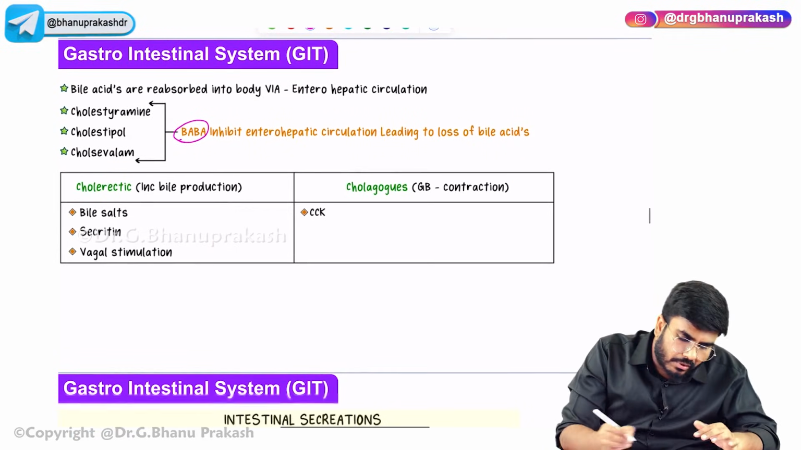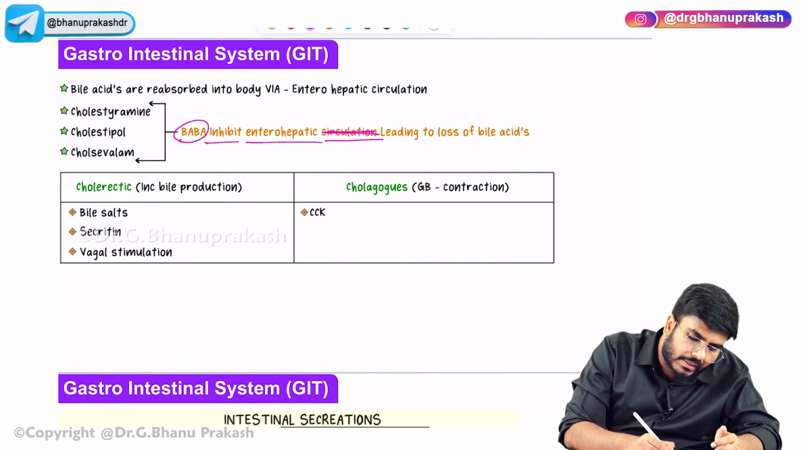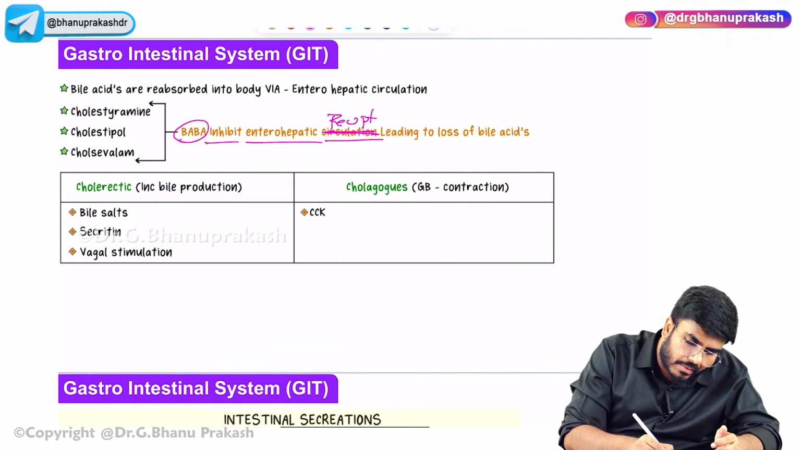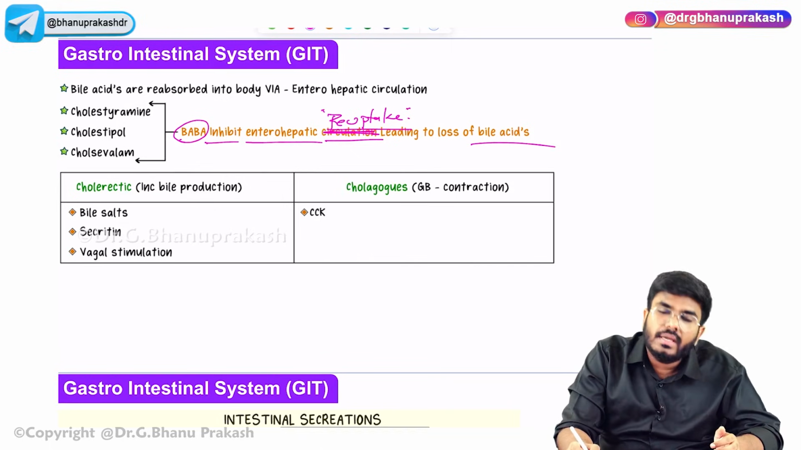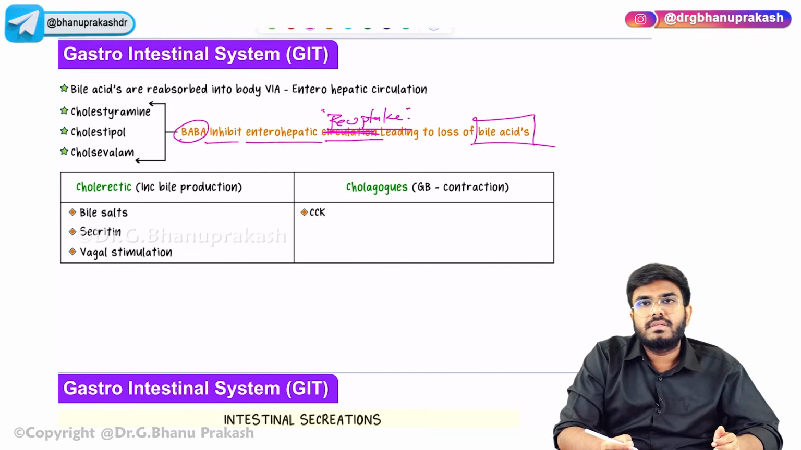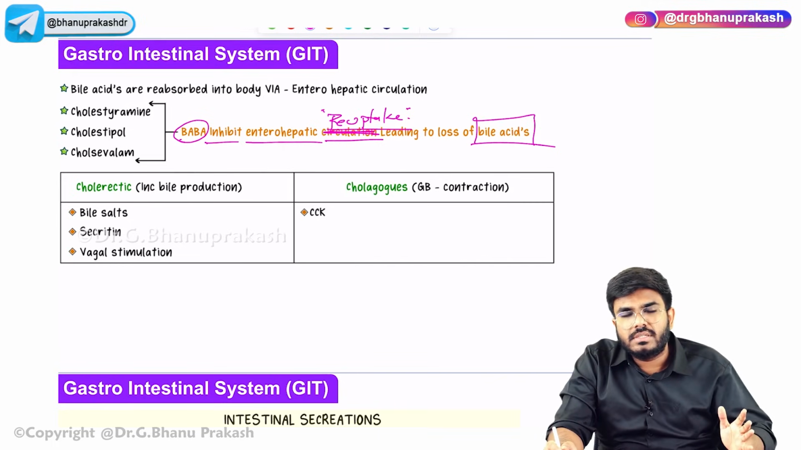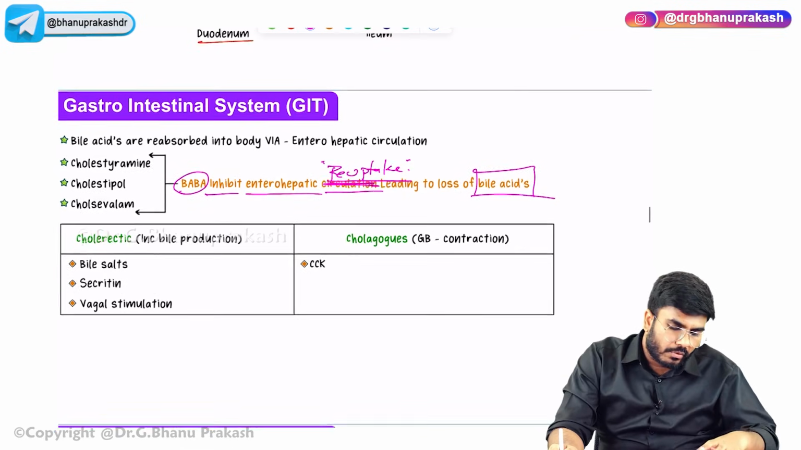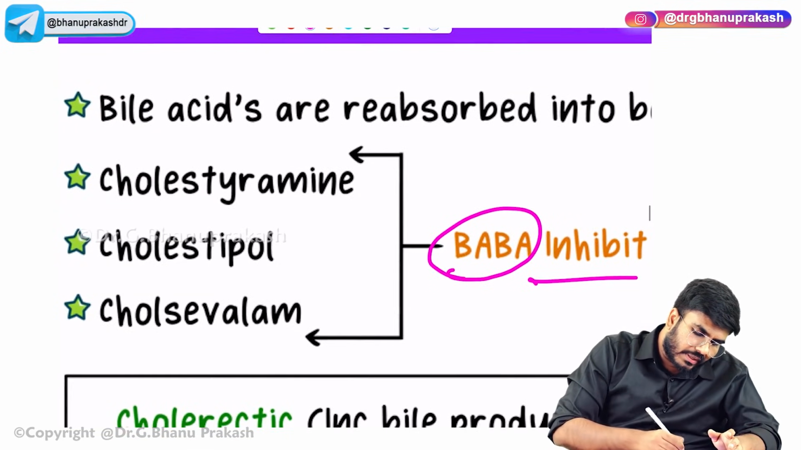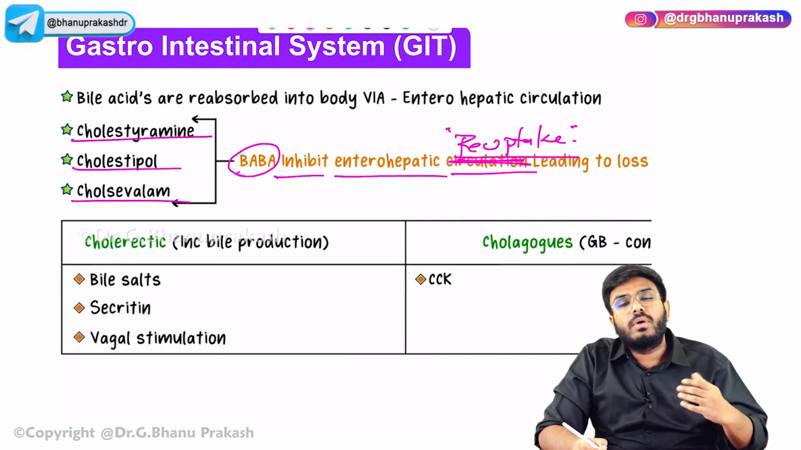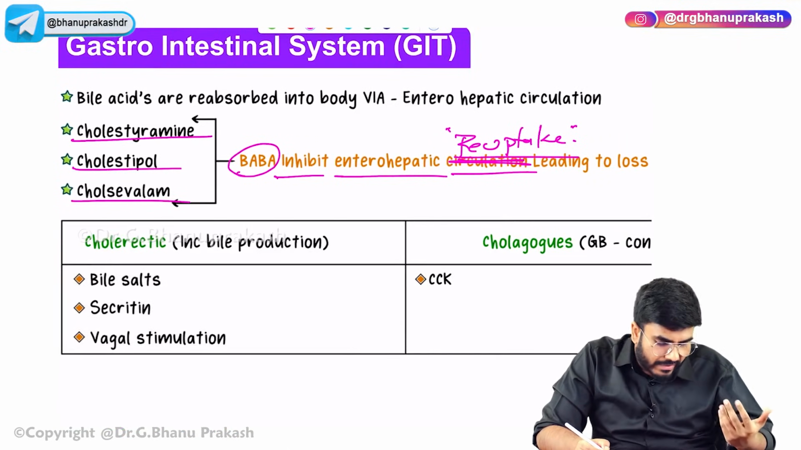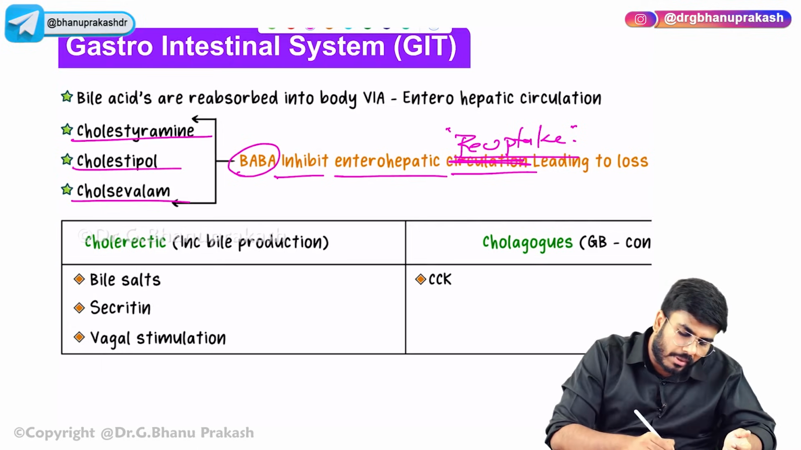So what are the BABA drugs doing? They inhibit the enterohepatic reuptake of bile acids and bile salts, leading to the loss of bile acids. Now bile acids are not going to be reabsorbed, they are lost in the feces. Question to you, what are the examples of these drugs? Cholestyramine and colesevelam. Cholestyramine, colesevelam, these are all BABA drugs.